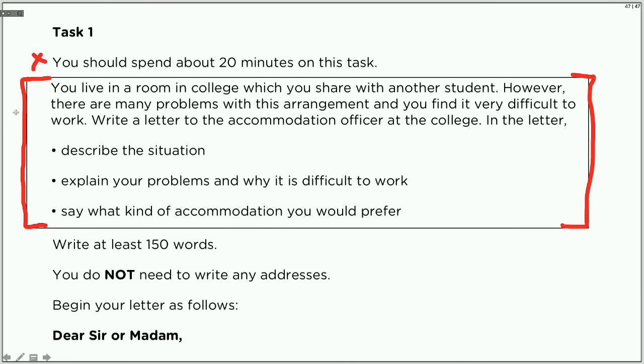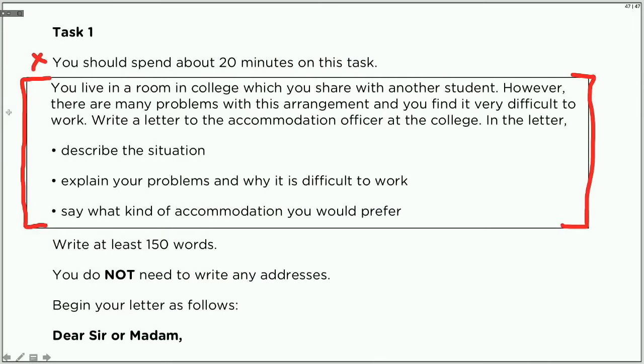It says, you live in a room in college which you share with another student. However, there are many problems with this arrangement and you find it very difficult to work. Write a letter to the accommodation officer at the college. In the letter, describe the situation, explain your problems and why it is difficult to work, say what kind of accommodation you would prefer. Write 150 words.